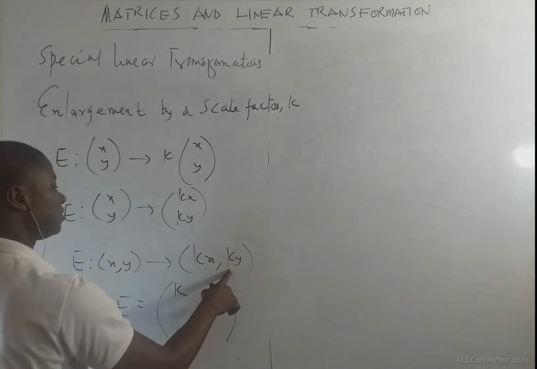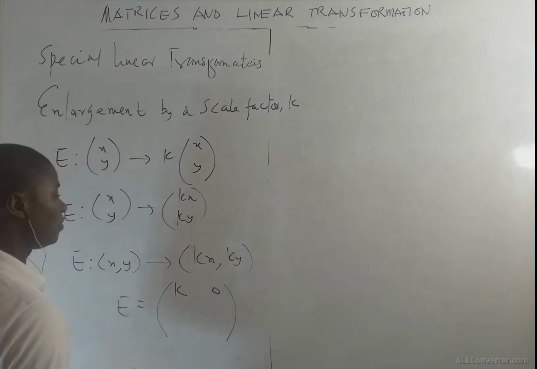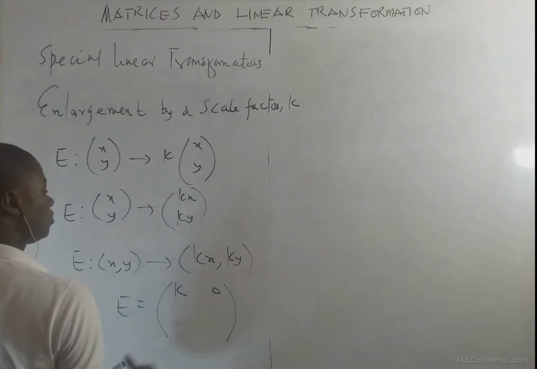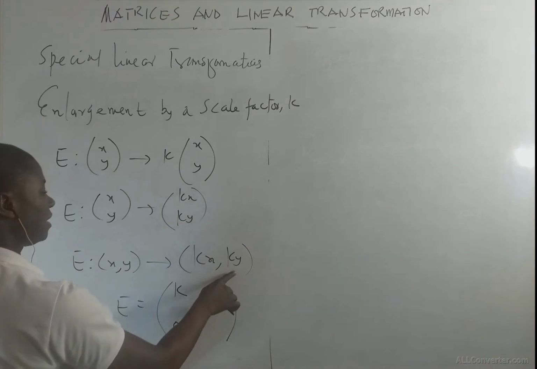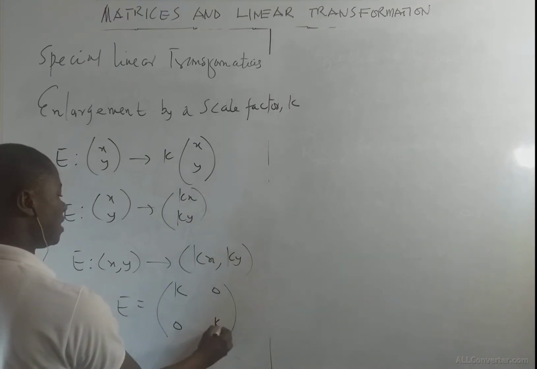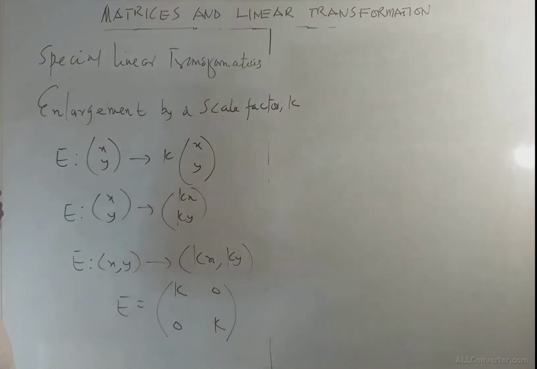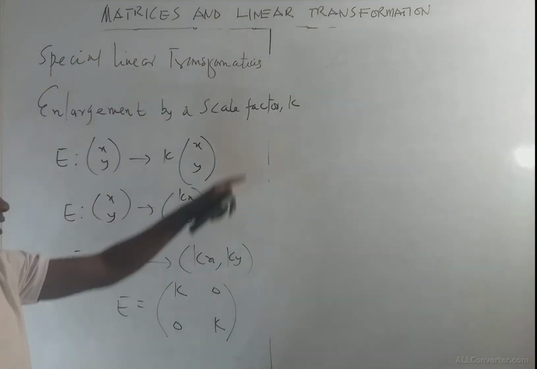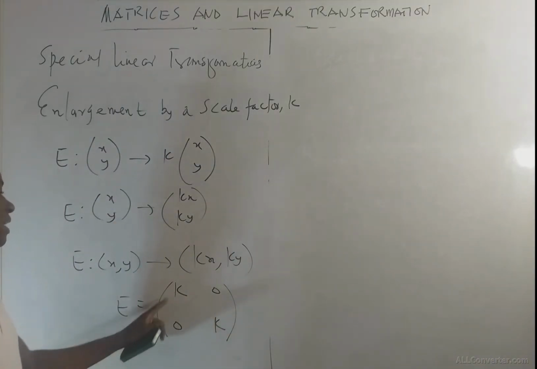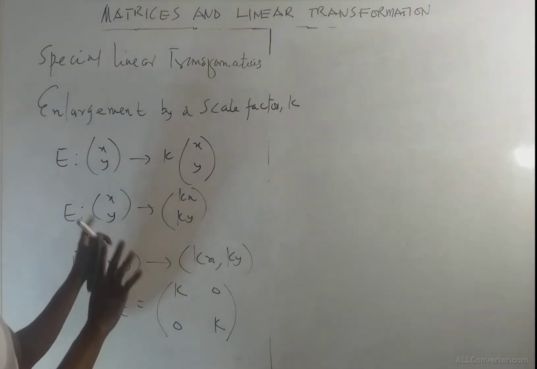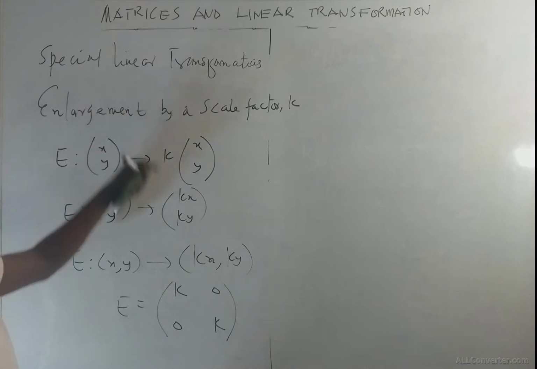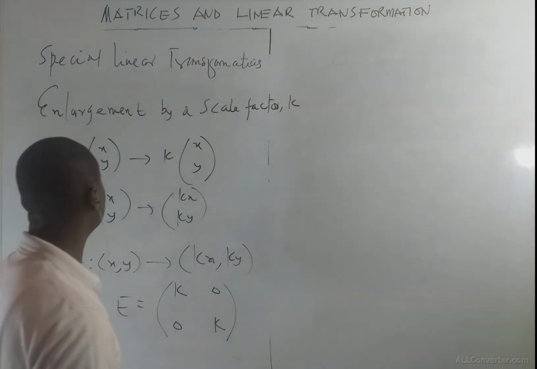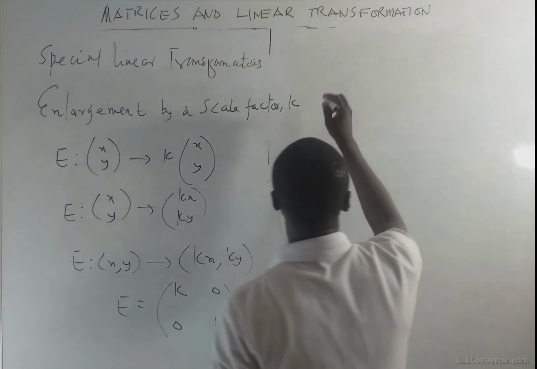Now when you look at the expression after the comma, that's the second row, there is no x term, so we have 0 for that, but the coefficient of the y term is k, so we have k. So in general, if you are given enlargement by a scale factor k, this is the matrix, where k is a constant, it can be a number. Now when we start solving problems, you will understand these things we are talking about, and these are special linear transformations.